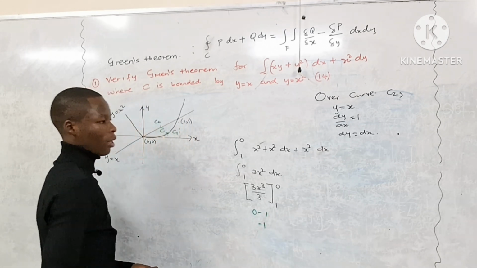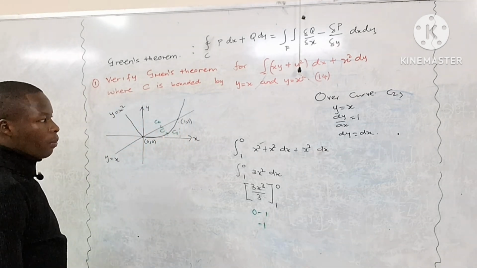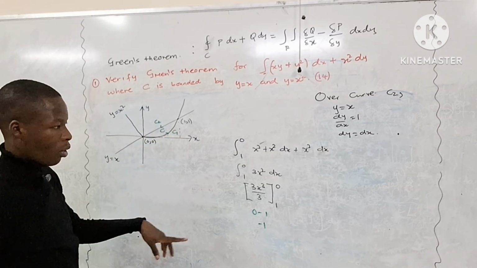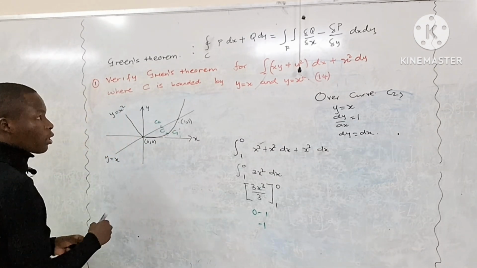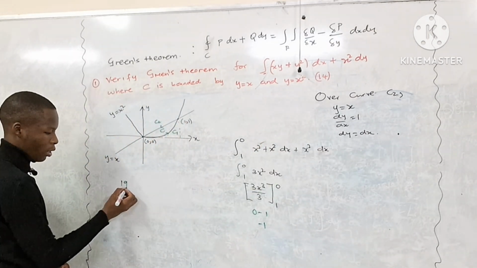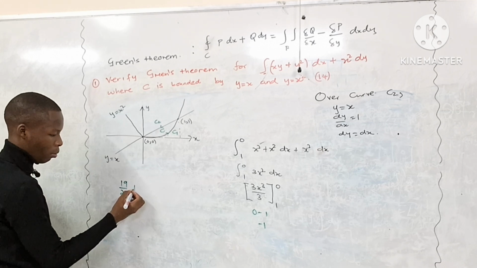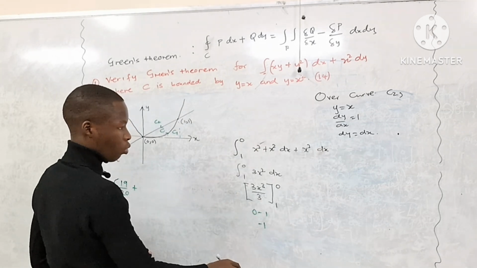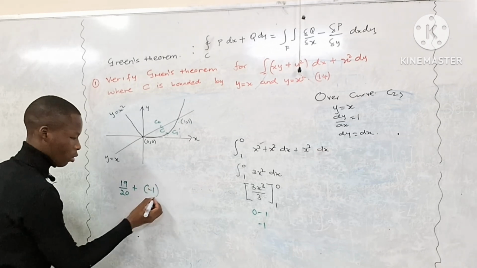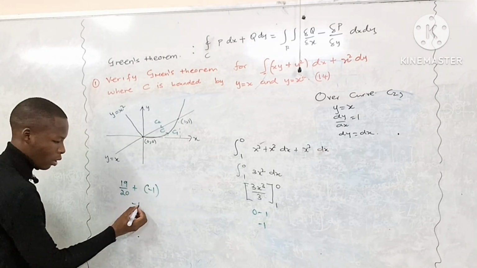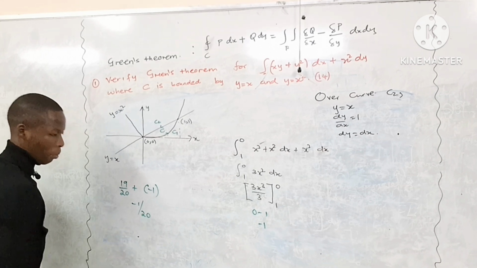So the answer is negative 1. Okay, so the total integral is equal to the sum. In the first part, the integral over curve C1 is 19 by 20, plus the integral over curve C2, which is negative 1. So 19 by 20 plus negative 1, the answer is negative 1 by 20.